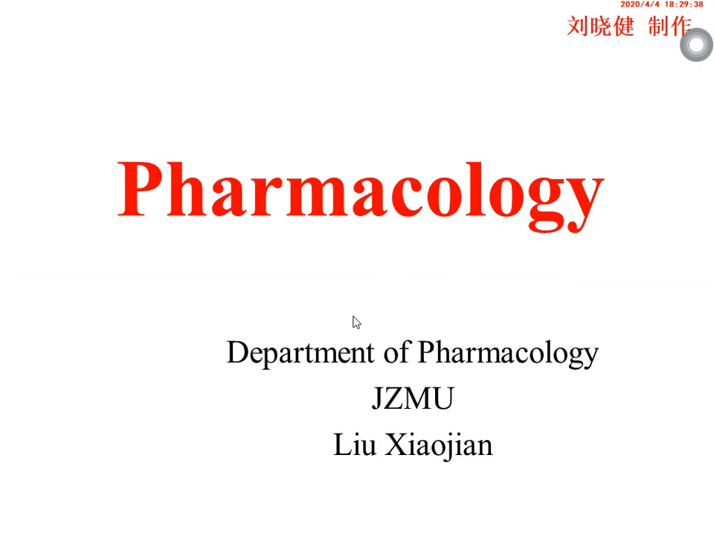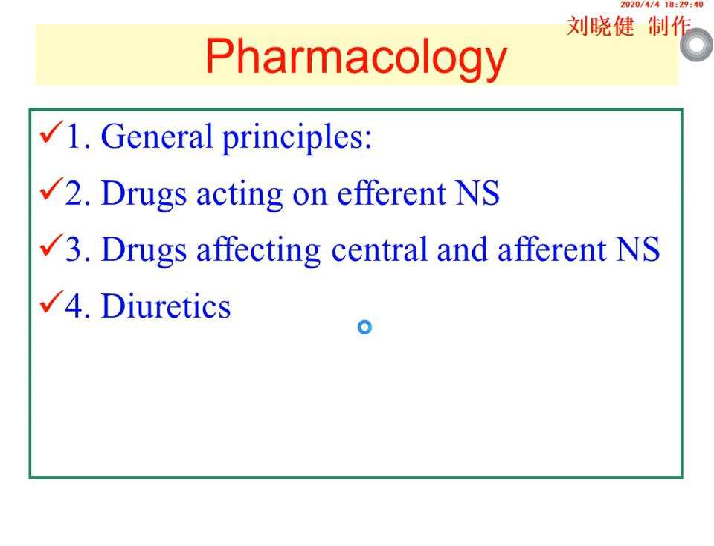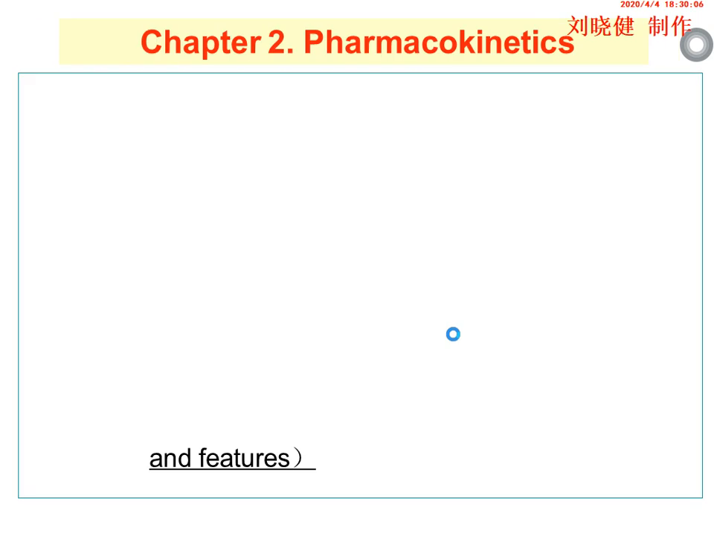Follow me. Now, you have studied general principles, the first chapter, 4 chapters. You also studied drugs acting on the afferent nervous system and the central nervous system, and you also studied diuretics. Follow me. Okay. In chapter 1, you mainly studied the general introduction of pharmacology.